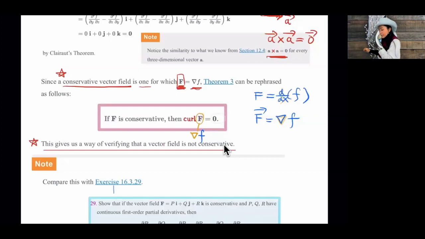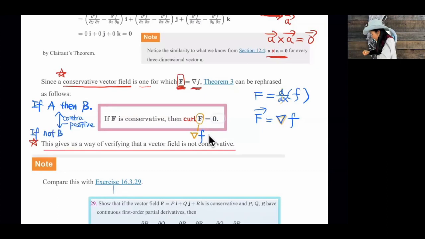Now remember, this gives you a way to verify if a vector field is not conservative, because remember the statement and the contrapositive statement are equivalent, right? So if A, then B, then the contrapositive statement of this is going to be: if not B, then not A, right? And these two statements are equivalent, okay? A statement and its contrapositive statement are equivalent.